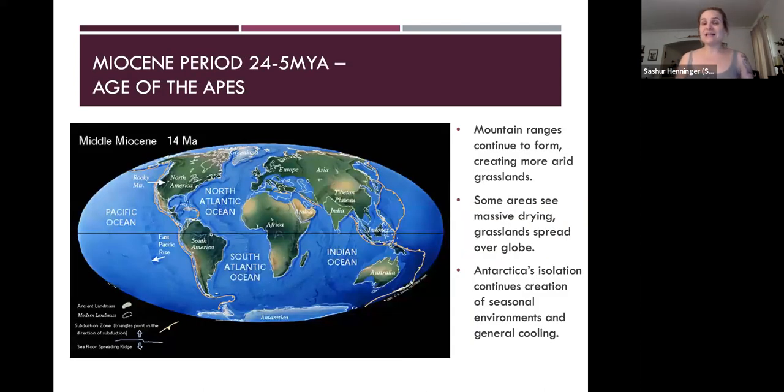The Miocene is the last period that we have to cover here, and this is the age of the apes. It's also the age where humans appear, somewhere between 5 and 7 million years ago. We're going to continue with this drying trend.